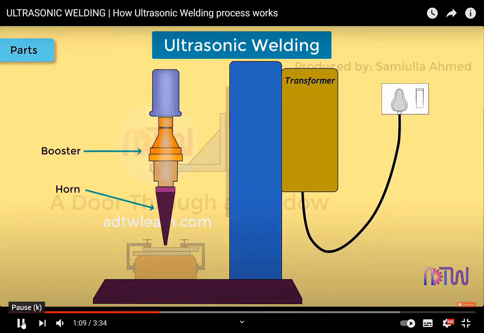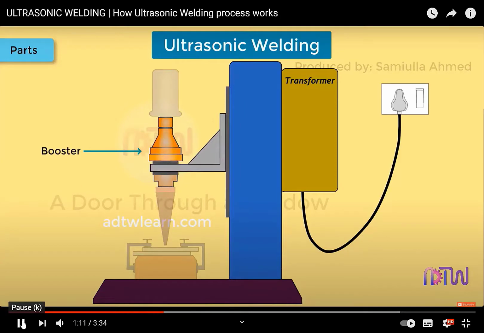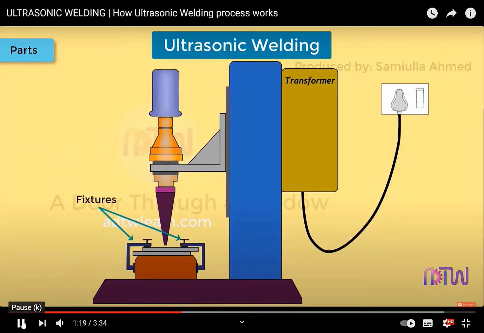Booster and horn. A booster amplifies the frequency and is then supplied to the horn. Horn transmits this vibrational energy to the workpiece. Fixtures. Fixtures are the devices used to hold and clamp the two workpieces together.